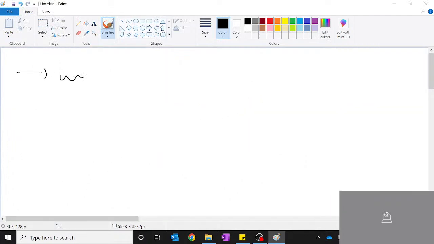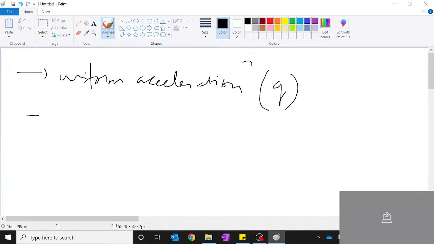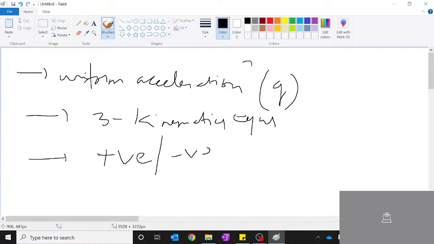It's a case of uniform acceleration. What I'm talking about is motion under gravity. It's a case of uniform acceleration, which is g. The same three kinematic equations will be applicable here as well. The most important thing that you have to take care of is the direction, positive versus negative.